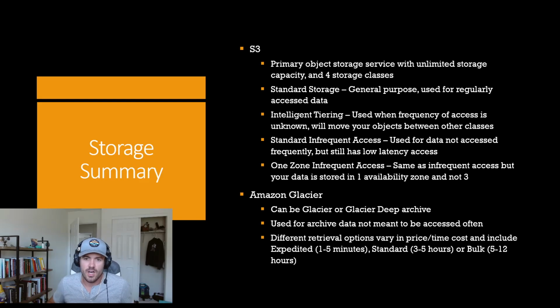Okay. It's best used for when the frequency of the actual access of your objects is going to be a little unknown, little unclear. You've got standard infrequent access, which is going to be used for data that's not accessed frequently. But if you do need to access data, it still has that low latency access. So you can get your objects out pretty quickly, but of course, you're going to pay a little bit more for retrieval because it's not necessarily designed to be retrieved often, okay? And then one zone infrequent access is similar, except of course your data is only going to be stored in one availability zone instead of being spread across at least 3 different ones, okay?